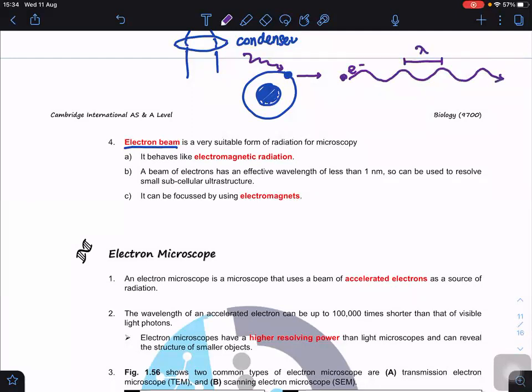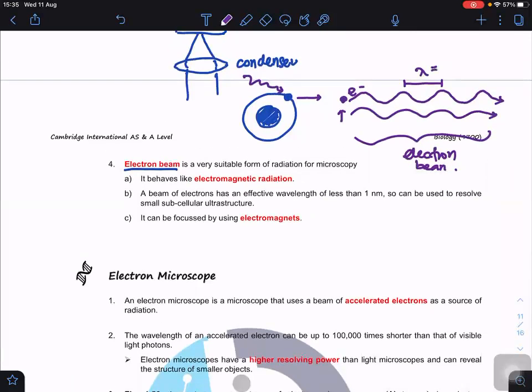An electron itself cannot have a wavelength. But this electron beam will have a wavelength. We call this the electron beam: accelerated electrons that can move. When they move, they behave like electromagnetic radiation, and based on the energy, the higher the energy, the shorter the wavelength will be, as low as 1 nanometer or even lower.